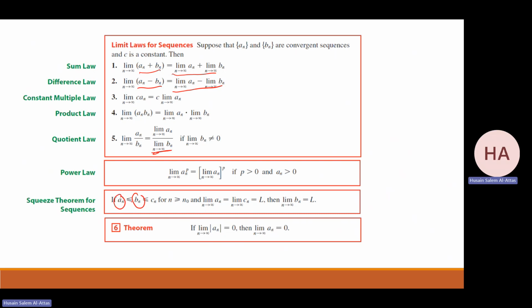So we can squeeze the sequence bn between two sequences an and cn, where the limit of an and cn is equal to L, then the limit of the one in the middle will be L. If the limit of the absolute value of a sequence is equal to 0, then the limit of the original sequence is equal to 0.